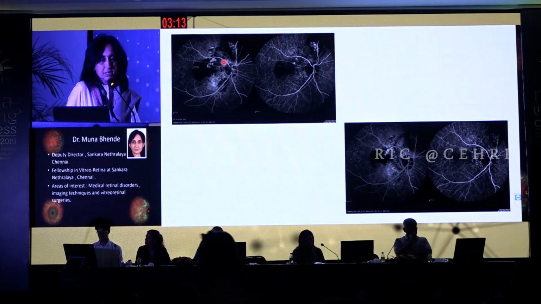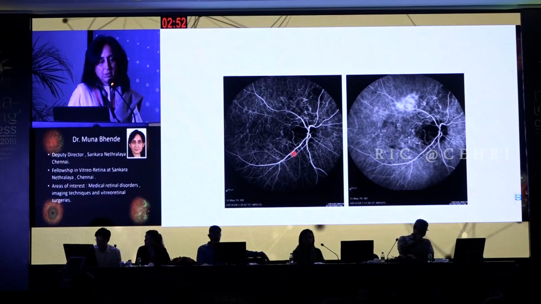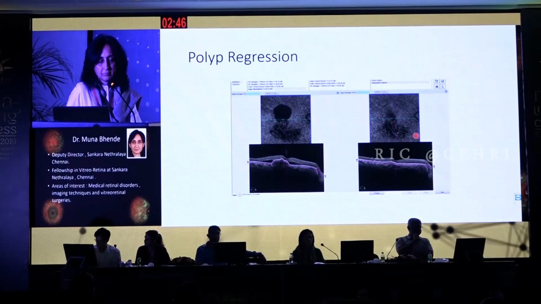This is another patient. You see a large amount of branching vascular network, or the abnormal vascular network, coming from the peripapillary region, active polyps on ICG here, going above the disc. A partial regression, about half of them have gone away after treatment. And then this is after multiple treatments, you see there are barely any polyps visible. So this is the endpoint of complete regression of polyps, but you still see the vascular network is persistent.